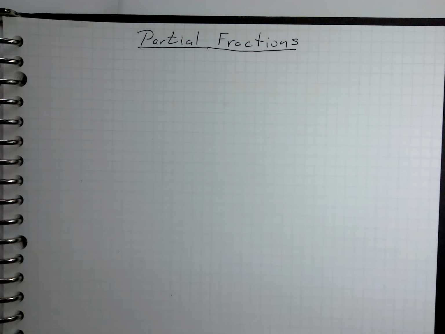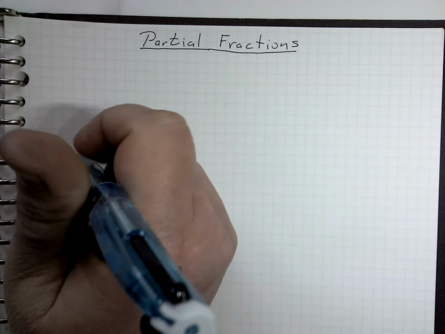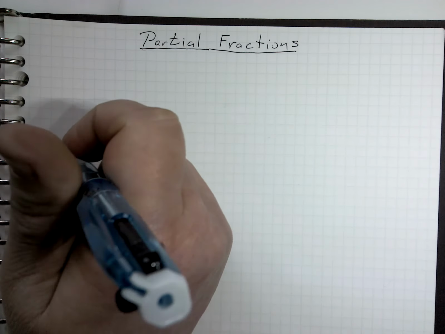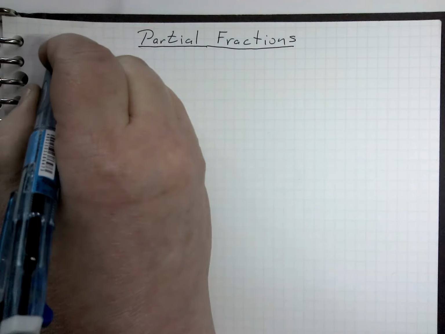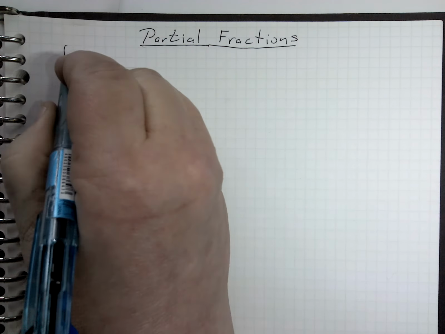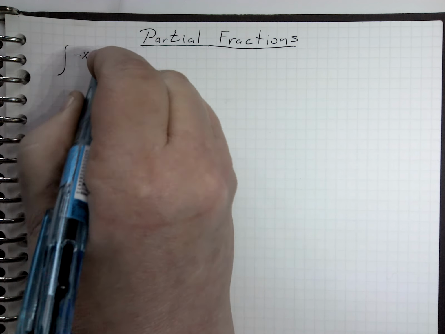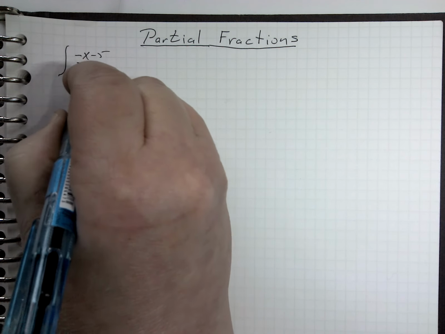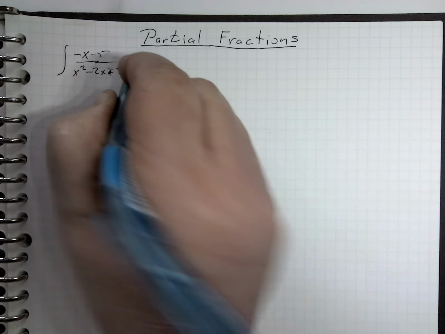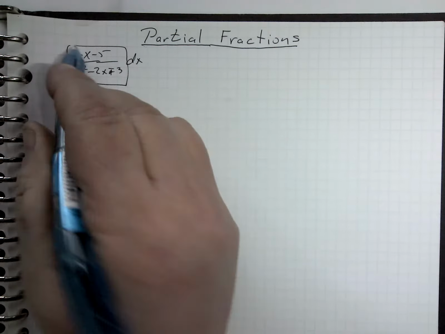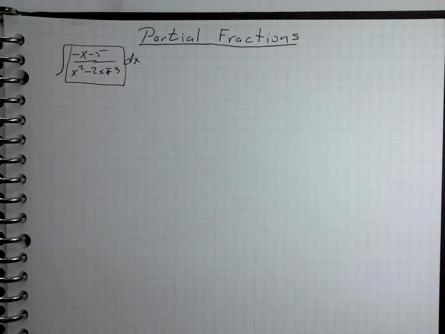A fraction apart. So you know that if you're adding two fractions, you find the common denominator and do the multiplication that you need to do, bringing it together as one fraction. Well, we're going to try to pull something apart because that'll make it easier to integrate. So let's say I have the integral of negative x minus 5 over x squared minus 2x minus 3 dx. So I'm going to try to break this up into separate fractions.